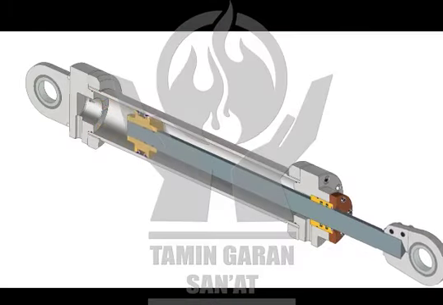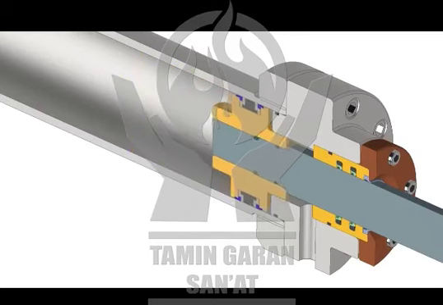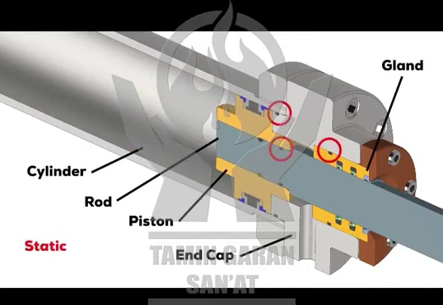Seals can generally be classified as either static or dynamic. This hydraulic cylinder has examples of both. The seals between the cylinder and the end cap, the gland and the end cap, and the piston and the rod are static seals, since these components don't move relative to one another after the cylinder is assembled. The seals between the piston and the cylinder and the rod and the end cap are dynamic seals, since these components slide when the cylinder is actuated.